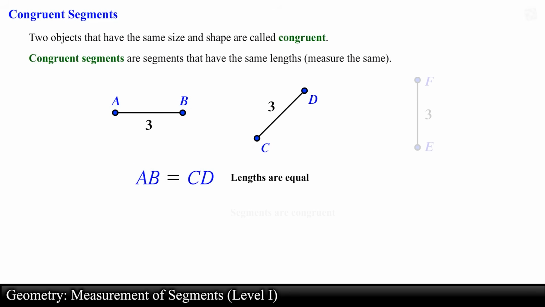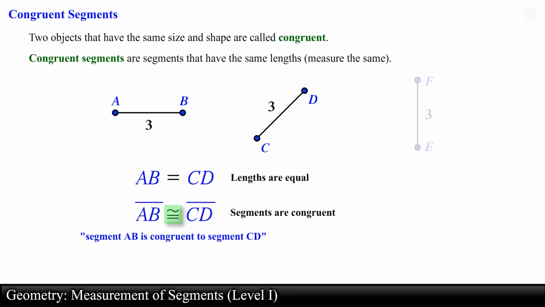To indicate that segment AB and segment CD are congruent, we use the following symbol. This symbol uses a tilde above the equal sign and is read as segment AB is congruent to segment CD. This statement can be used interchangeably, meaning that if segment AB is congruent to segment CD, then segment CD is congruent to segment AB. Remember to use equality for numbers and congruence for geometric figures.